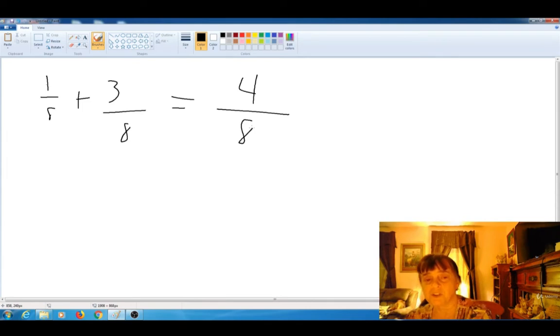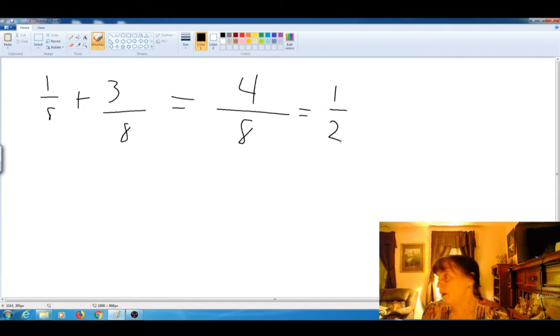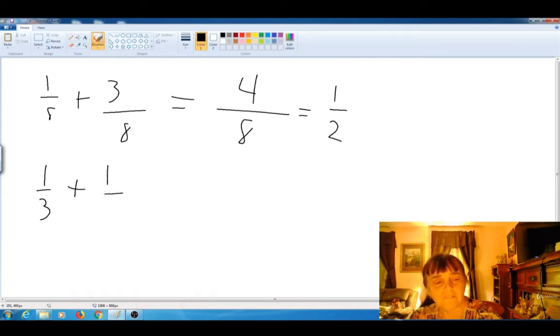But 4/8 is really what? 4 divided by 4 one time, 8 divided by 4 two times. So that's 1/2. But what if you have 1/3 plus 1/5 minus 1/10?